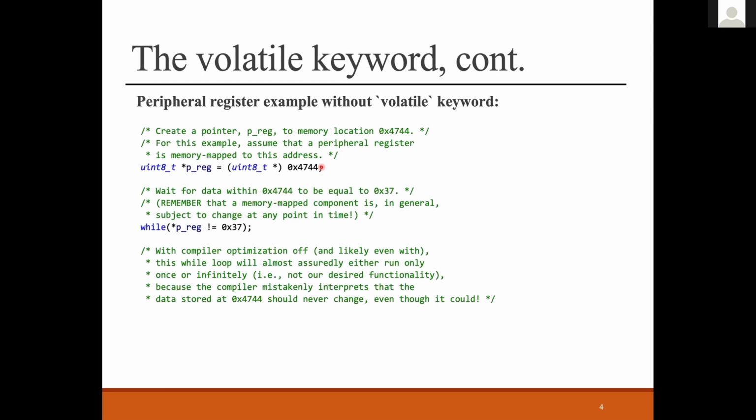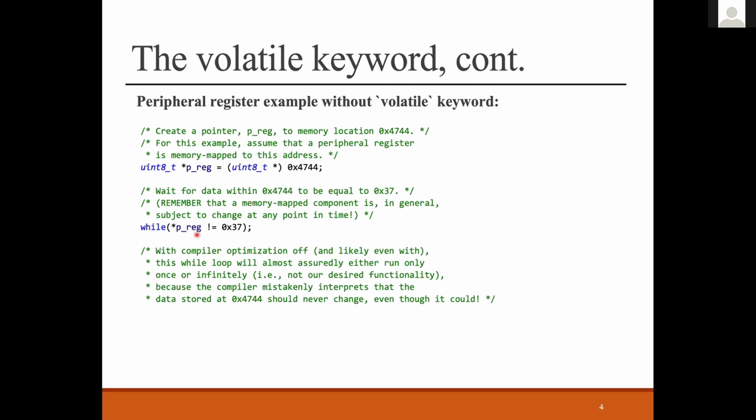Let's do the following for this particular example. Let's wait for the data within that memory location, associated with some register, to be equal to hex 37. The important thing that we're going to come back to is that the value within this register, with it being a memory mapped register, can in general change at any given time. Think about flags, like interrupt flags. Values in those registers can change at any given time.